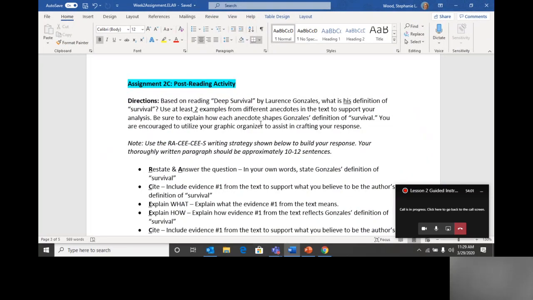Based on reading Deep Survival by Lawrence Gonzalez, what is his definition of survival? Use at least two examples from different anecdotes in the text. So two of the stories that you put in your graphic organizer, you're going to want to use to answer the essential question. To support your analysis, be sure to explain how each anecdote shapes Gonzalez's definition of survival. You're encouraged to utilize your graphic organizer to assist in crafting your response.